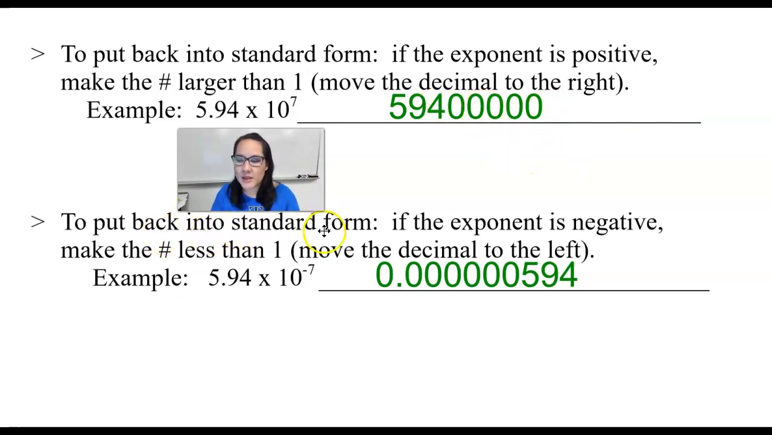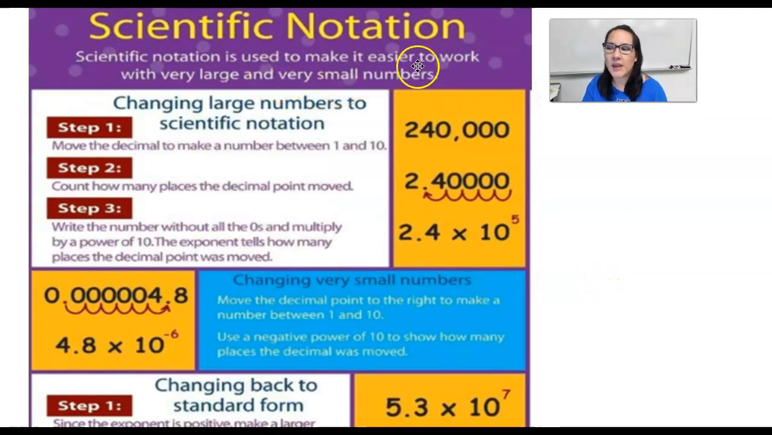To put it back into standard form, when you have a negative exponent, you need to make the number less than 1. You're going to move the decimal to the left so that it becomes a smaller number. For example, 5.94 times 10 to the negative 7, I need this to be a smaller number, so I'm going to move it 7 places to the left, and that's going to give me 1, 2, 3, 4, 5, 6, 7. This number here, 0.000000594.